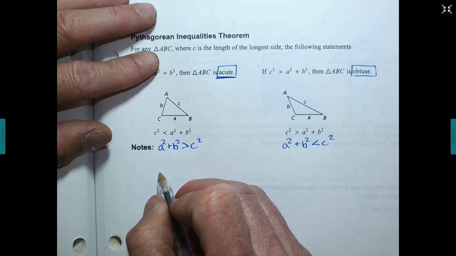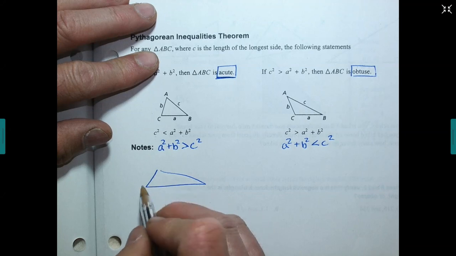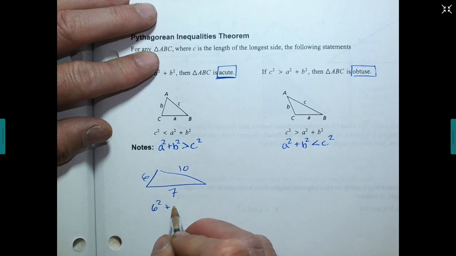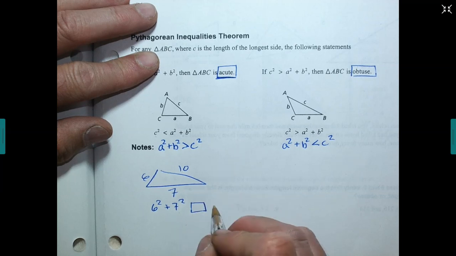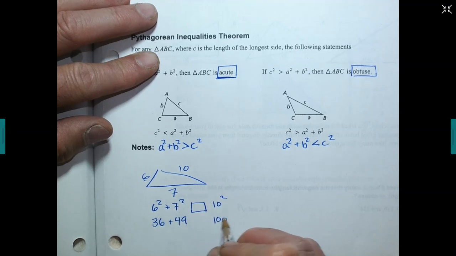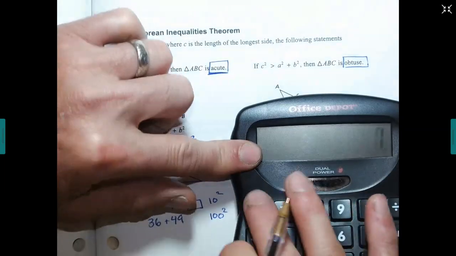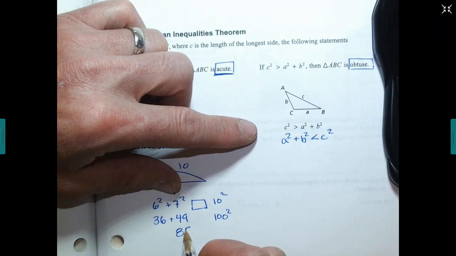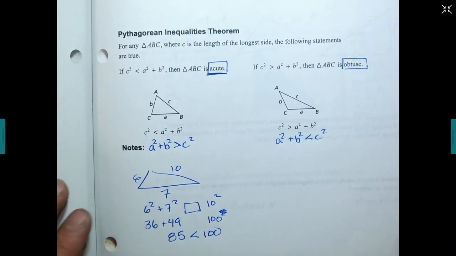I don't know if it's acute or not acute. I don't know what it is. I'm just going to say 6, 7, and 10. So we have 6 squared plus 7 squared equals, we don't know if it's equals, greater than, or less than 10 squared. So 36 plus 49 equals 85. So you have 85 is less than 100. 85 is less than 100.